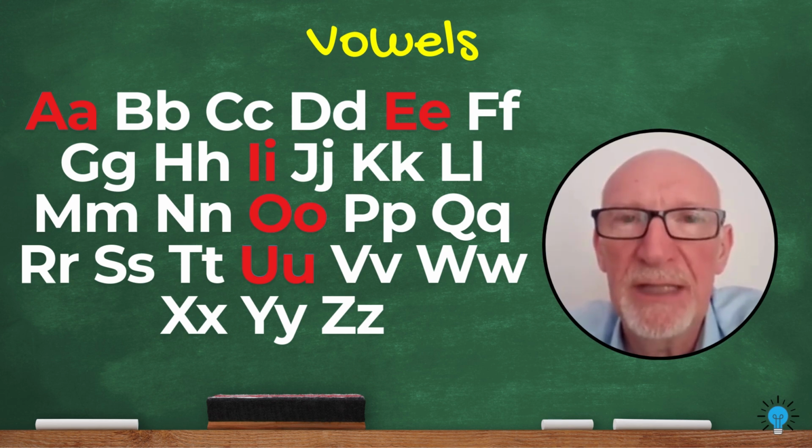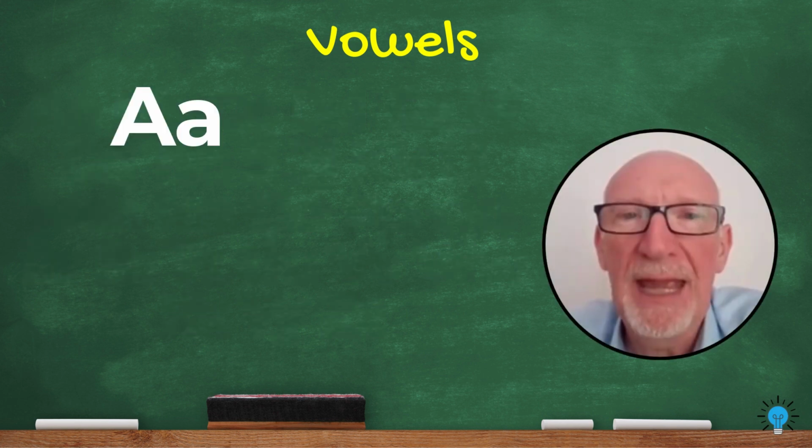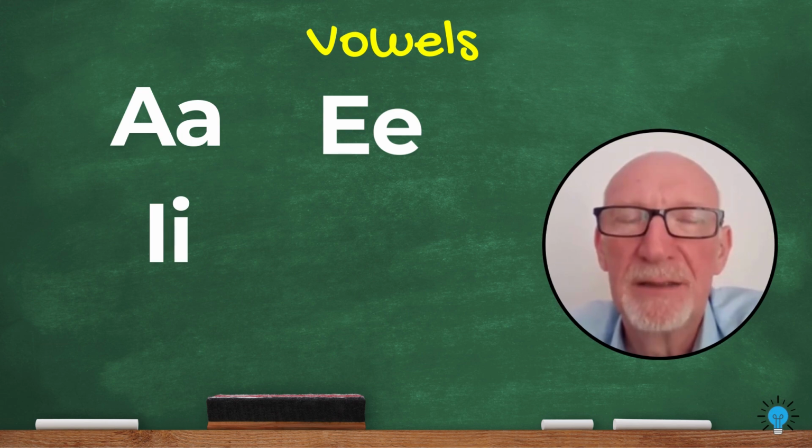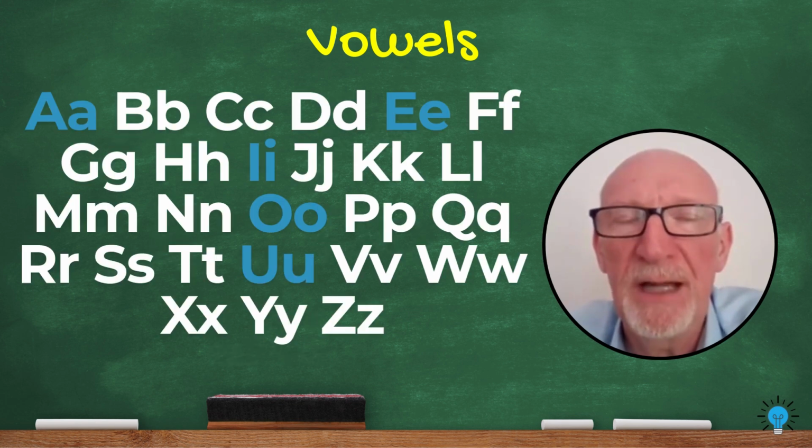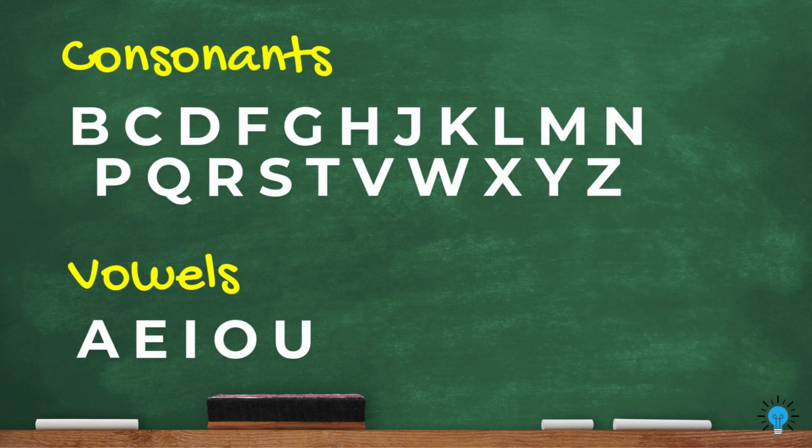So say those together now. A, E, I, O, U. And you can see that those 5 vowels are spaced throughout the alphabet, and every other letter is a consonant. So we have 5 vowels in the English alphabet, so the other 21 letters are referred to as consonants.